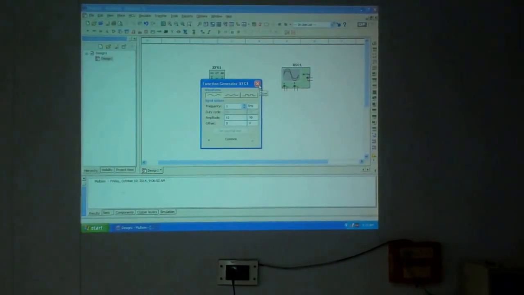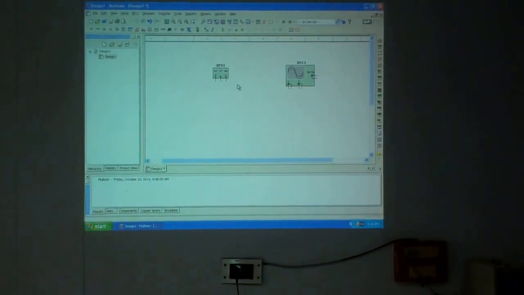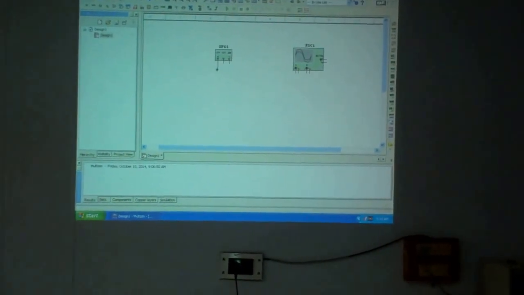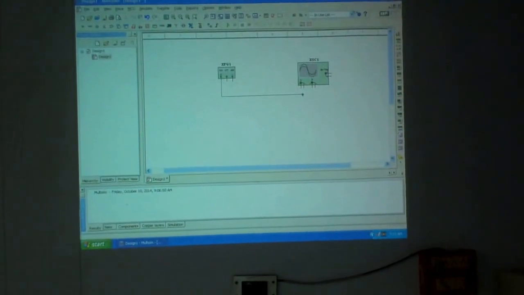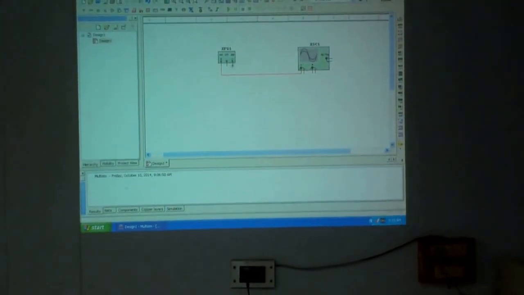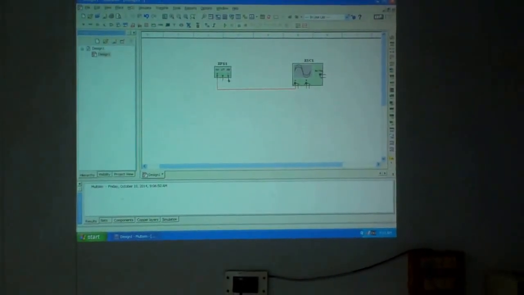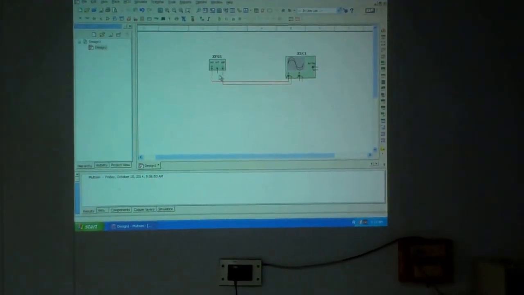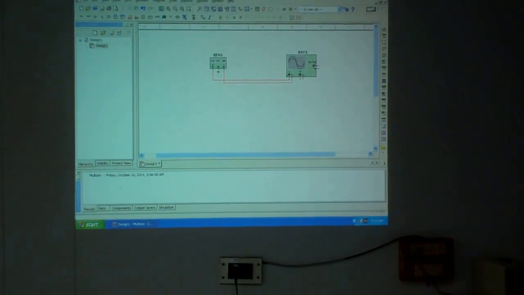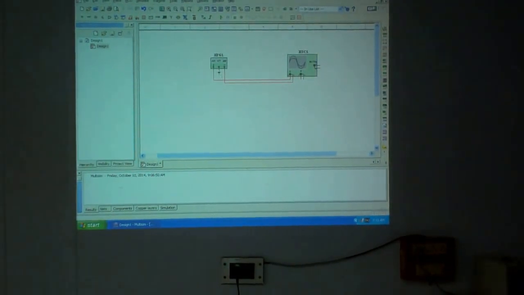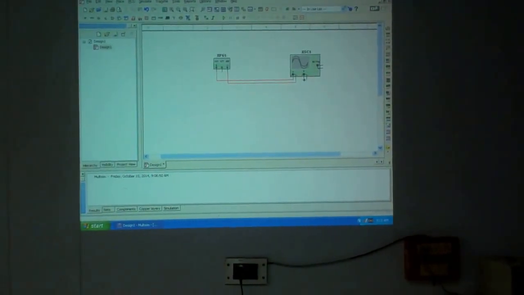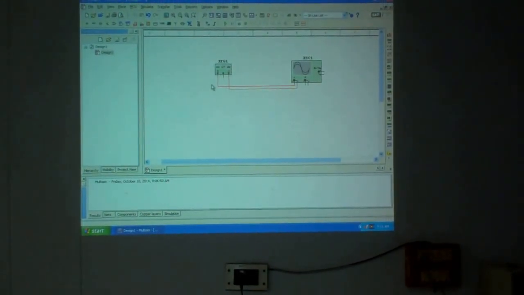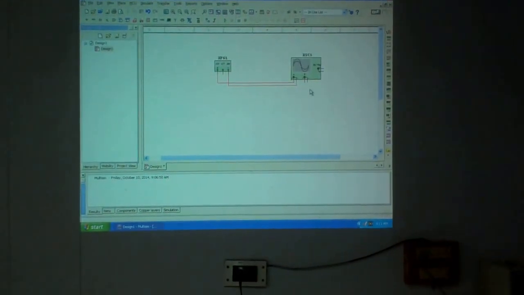Now let us see how we know that it is generating. This is positive, this is negative here. So connect this to positive, this to negative. How do you connect? If you hold the cursor, you will see a node there that indicates the connection. If you connect it here, you will see another node. If you join them, a line will come that indicates the connection.